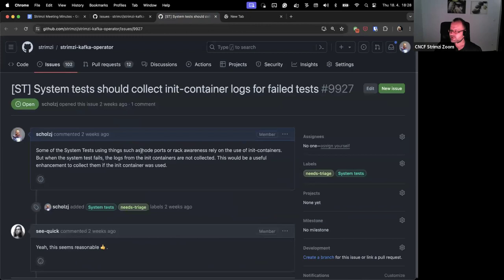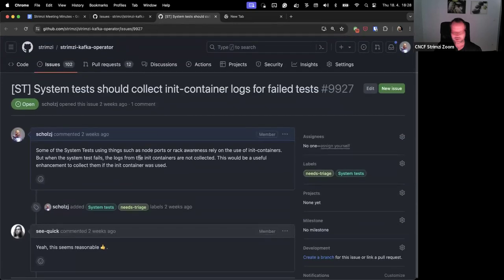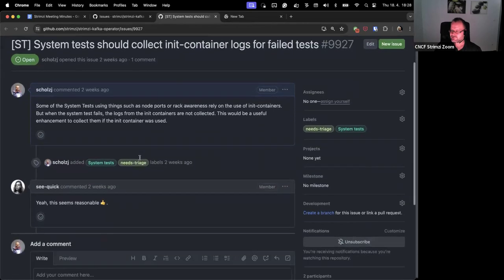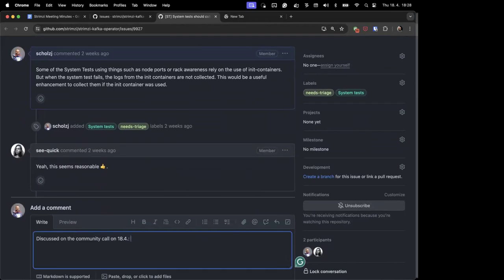So the next issues are a bit newer. This one is about system tests. They do not seem to collect the logs for the init containers. So if for some reason you break something in the init containers, then the system tests in Azure are not really useful because you will not find out what's wrong. It would be great to have those collected. Yeah, I agree. We are planning to rewrite the log collector also with tests for it, so I think we can include it in that one.